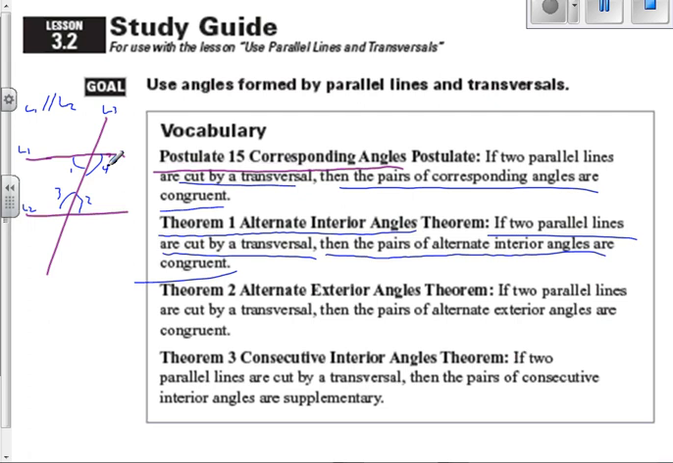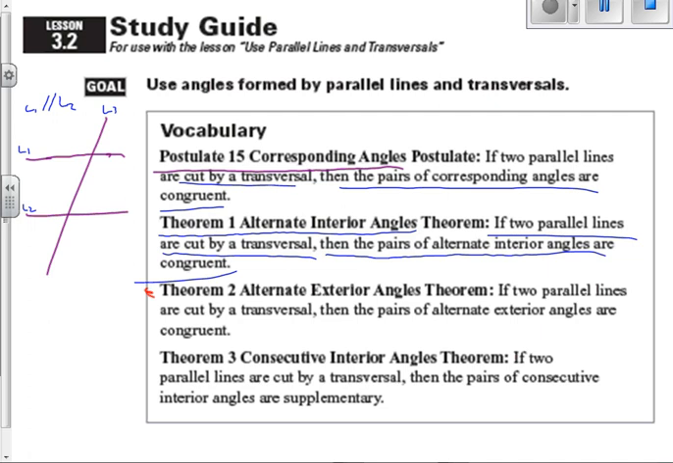So, sorry, I'm going to erase this real quick. All right, so now we're down here. Let's do the red. Theorem 2, alternate exterior. So very similar to the interior. Alternate exterior would be 1 and 2. Alternate exterior would be like 3 and 4. Okay, they are congruent. So, sorry, I got to erase this one now. Let's say 1, 2, 4, 5, 6, 7.